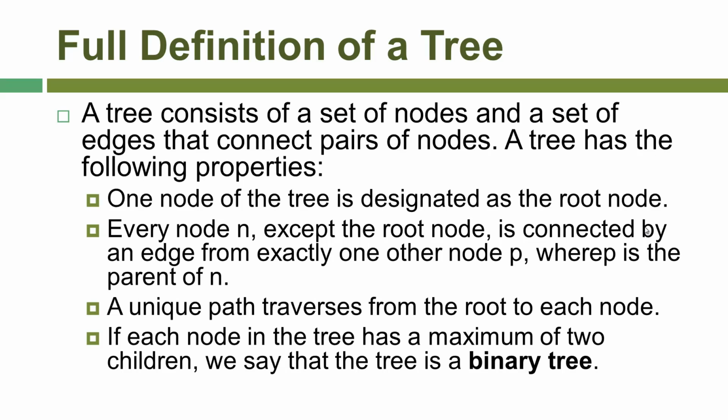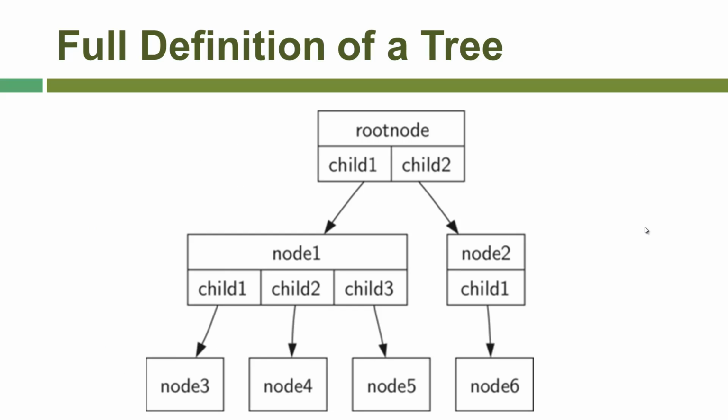So every node n, except the root node, is connected by an edge from exactly one other node, p, where p is the parent of n. A unique path traverses from the root node to each node, and if each node in the tree has a maximum of 2 children, we say that that tree is a binary tree. And we'll learn more specifically about binary trees and binary search trees later on in this section of the course. So this figure illustrates that definition of the tree. The arrowheads on the edges indicate the direction of the connection.